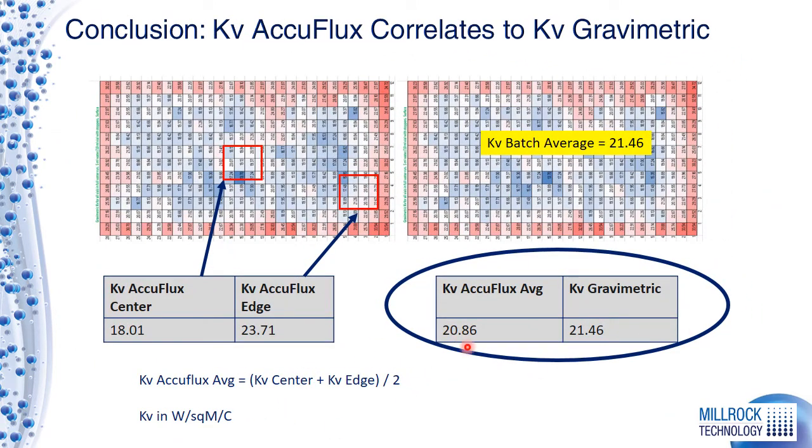So if we compare the two measurements, we can take the average of the center sensor plus the edge sensor, essentially add them up and divide them by 2, which gets the average. And that gives us a Kv Accuflux reading of 20.86. We compare that to the gravimetric reading of 21.46. Extremely good correlation between Accuflux and gravimetric in the Revo series. Very high confidence level that we can use Accuflux to replace Kv gravimetric, which will save us a lot of time and effort in the future.